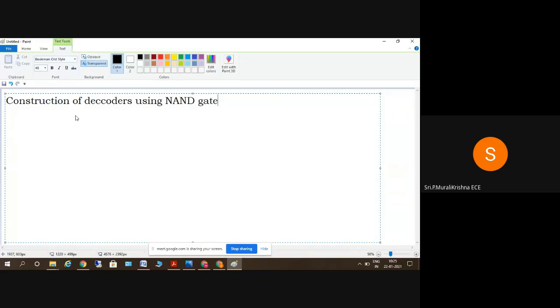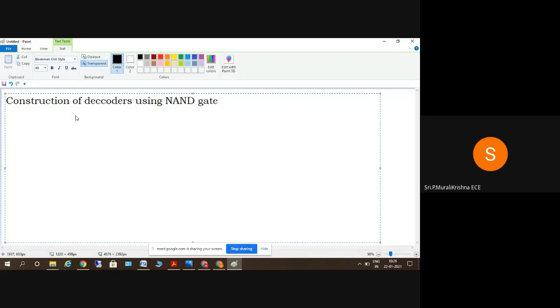When we use NAND gates, the truth table will be reversed. In the earlier truth table, whenever I have 0 0, D0 is 1 and the remaining D1, D2, and D3 are all zeros. If it is 0 1, D1 is 1 and the remaining are all zeros. Here in case of NAND gates, it is the reverse case. When it is enabled, it is represented with a 0. When it is disabled, it is represented with a 1. For NAND gates, 0 is enabling and 1 is disabling.